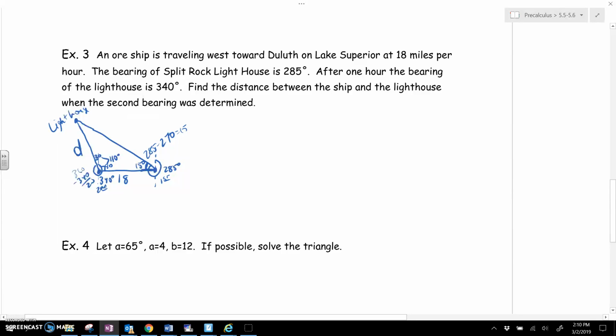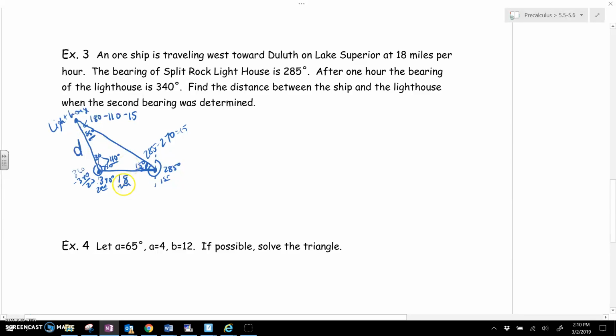Now, having said that, when I go to use the law of sines, I for sure need the angle across from the 18, since that's the one side length I know, which means that's actually this angle. But since I know two angles in a triangle, I can easily find the third by 180 minus 110 minus 15. And so I get that angle is 55 degrees. So now I have enough information to be able to solve for D. I just have to pick the right pieces.